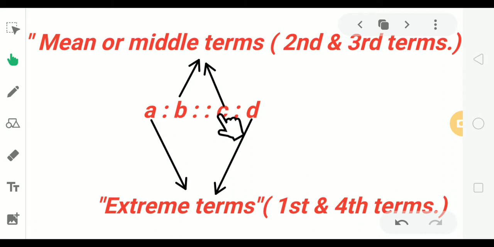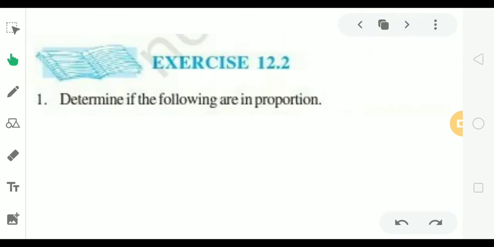Look here, this is a proportion: A is to B is proportional to C is to D. The first and the fourth terms are called the extreme terms of a proportion. The second and the third terms of a proportion are called the mean or middle terms. Let us learn this through some examples.